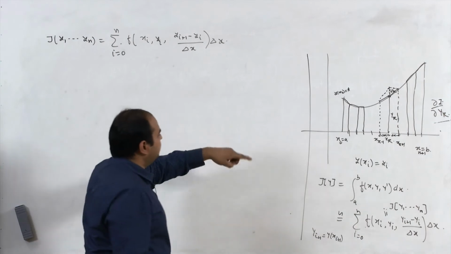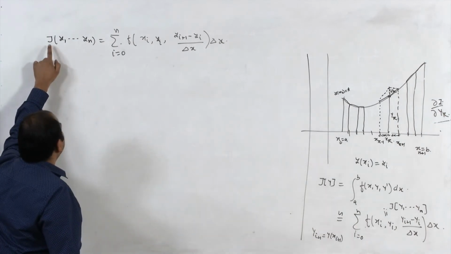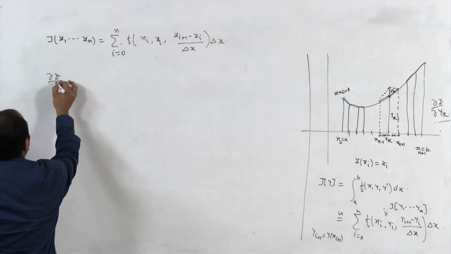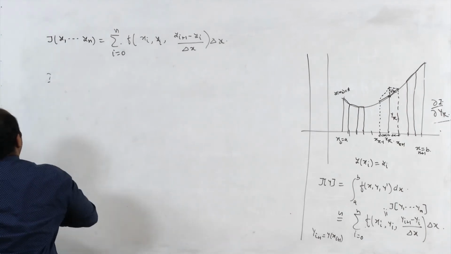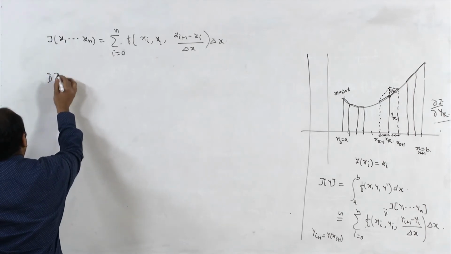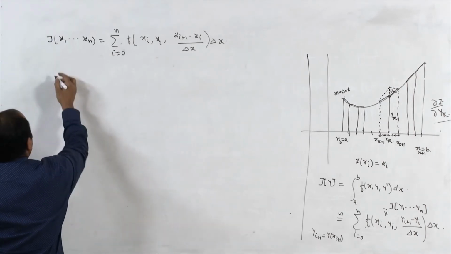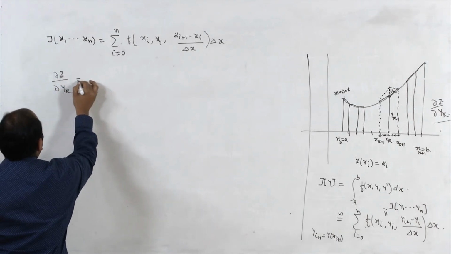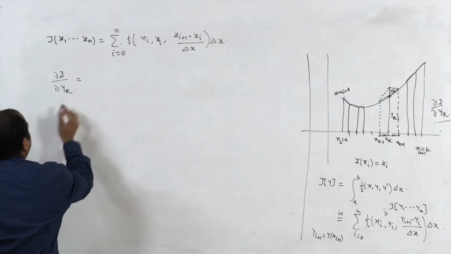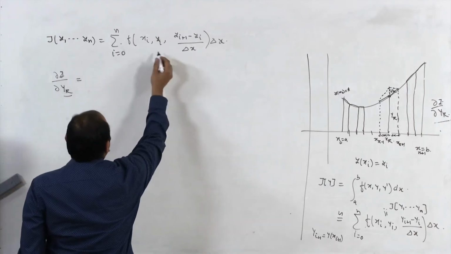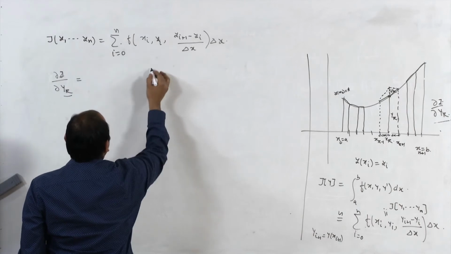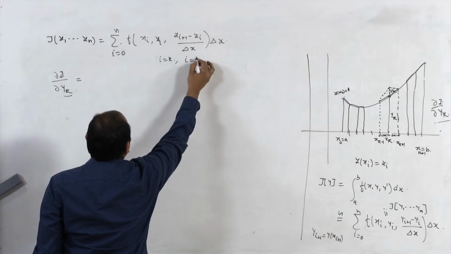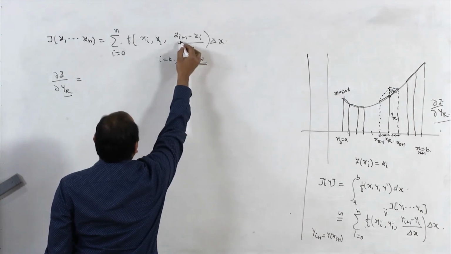So to find del J upon del yk, let us consider the function given in this particular form. And if you remember, this yk will appear in two terms. First when i is equal to k, we have yk here, and corresponding to i equal to k minus 1, there yk will appear here.